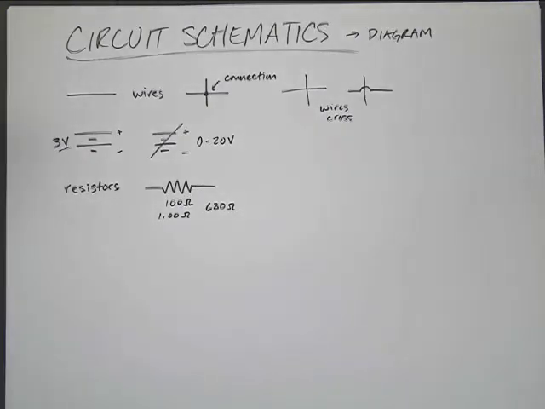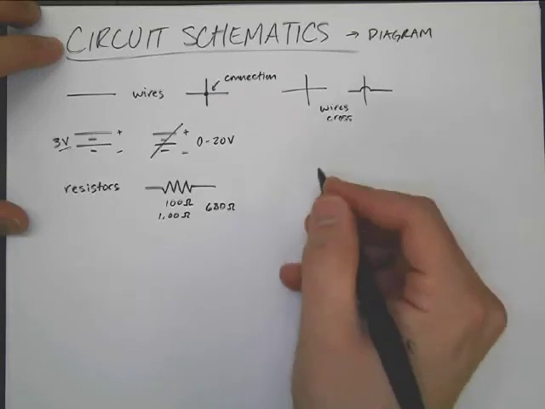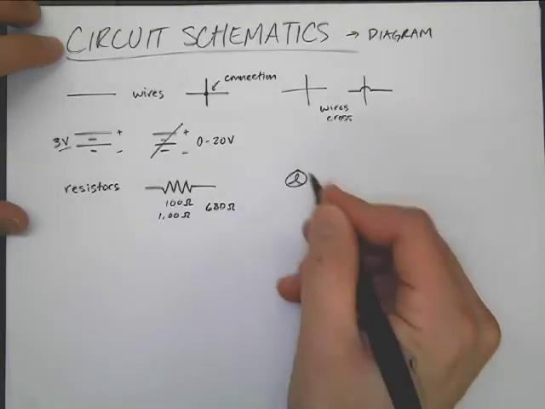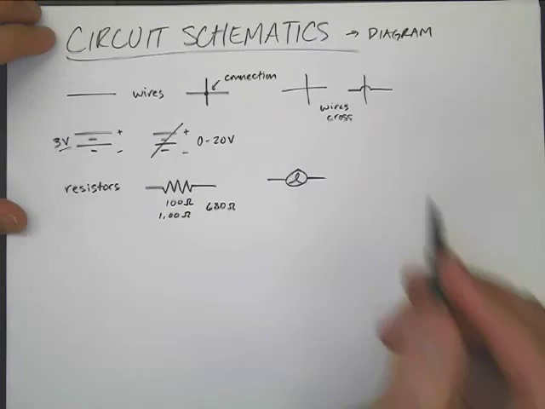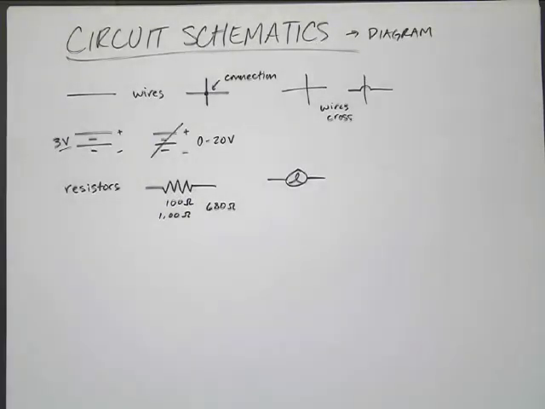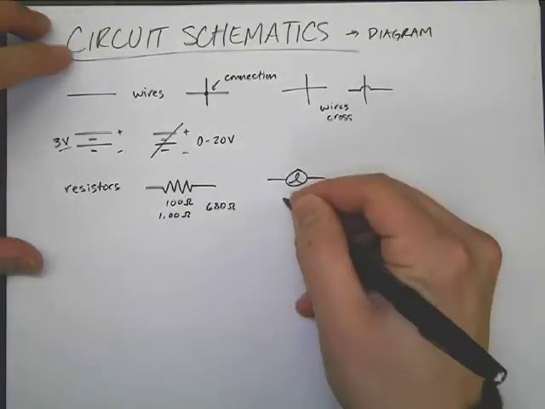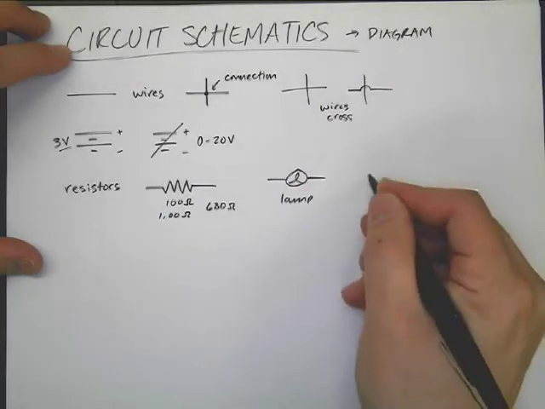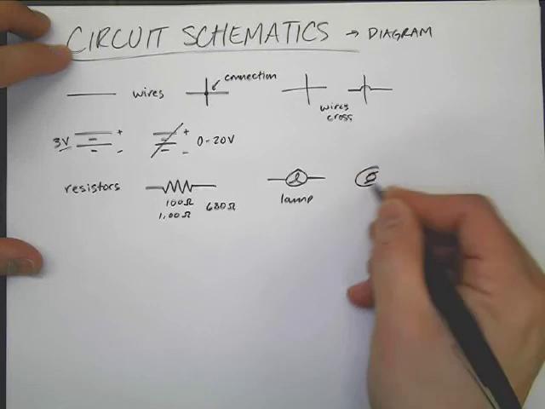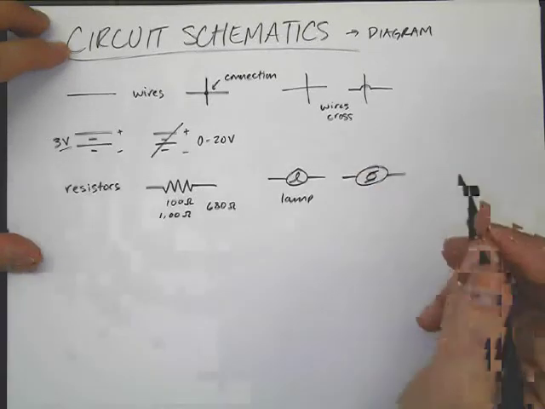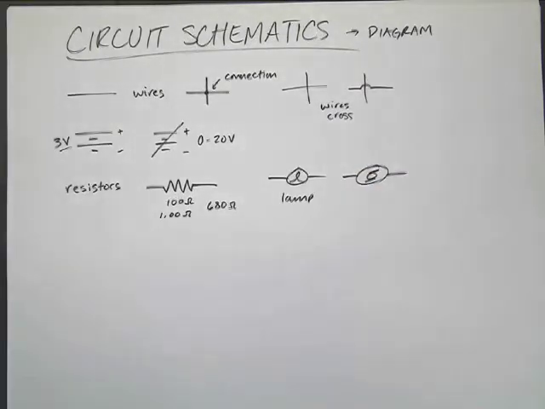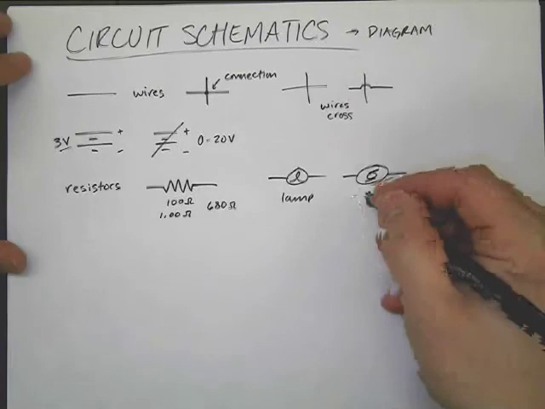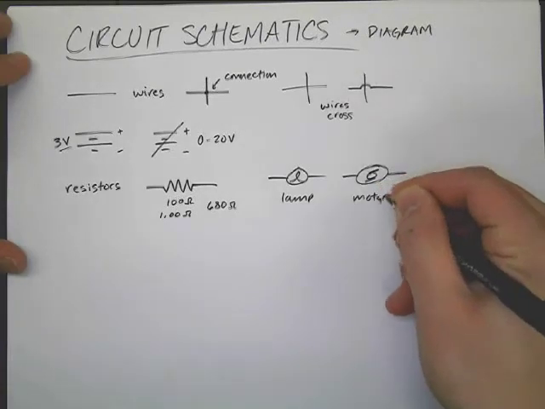We also have light bulbs, which are these squiggly things. You could have a motor, so a lamp. If you have a motor that you're powering with the current through a circuit, you have this symbol.